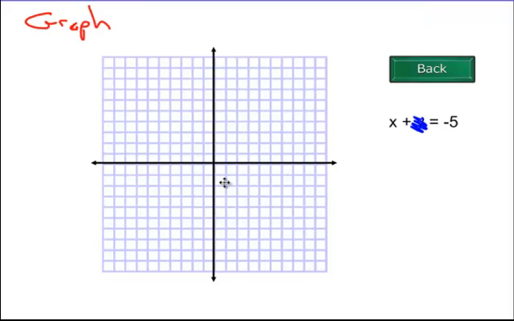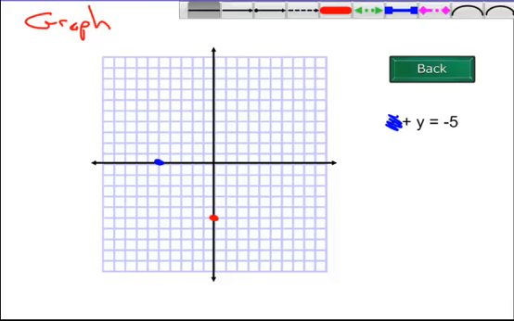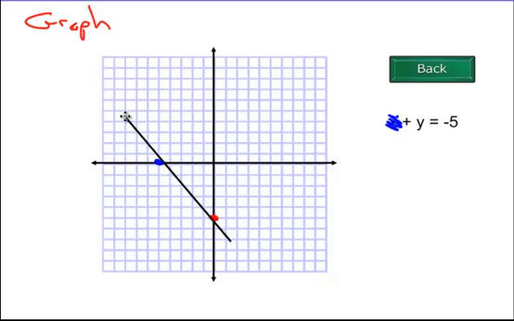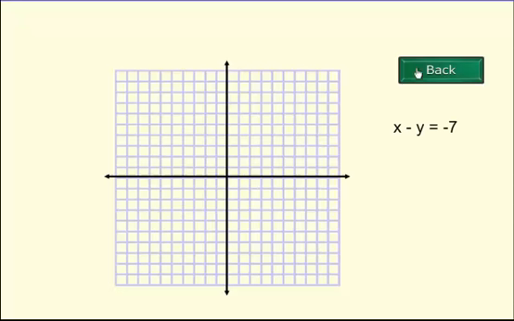X is negative 5. 1, 2, 3, 4, 5. Now I want to get rid of the other one because I'm saying that's 0 now. So y is negative 5. 1, 2, 3, 4, 5. And connect the two. I have graphed it using my intercepts. How do you like that? Pretty easy, right? The only thing we really have to do is be careful with our signs.